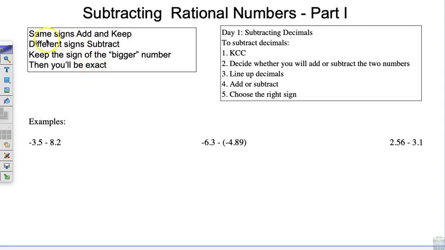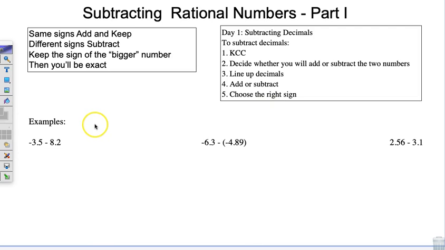So a little review: when you have the same signs, you're going to add and keep the sign. When you have different signs, you'll subtract. Keep the sign of the bigger number, then you'll be exact. Over here, since we're only doing day one, we are only subtracting decimals. So you will need to utilize KCC. You'll decide whether you're going to add or subtract the two numbers. Whenever you're dealing with decimals, you must line them up, add or subtract them, and then choose the right sign.